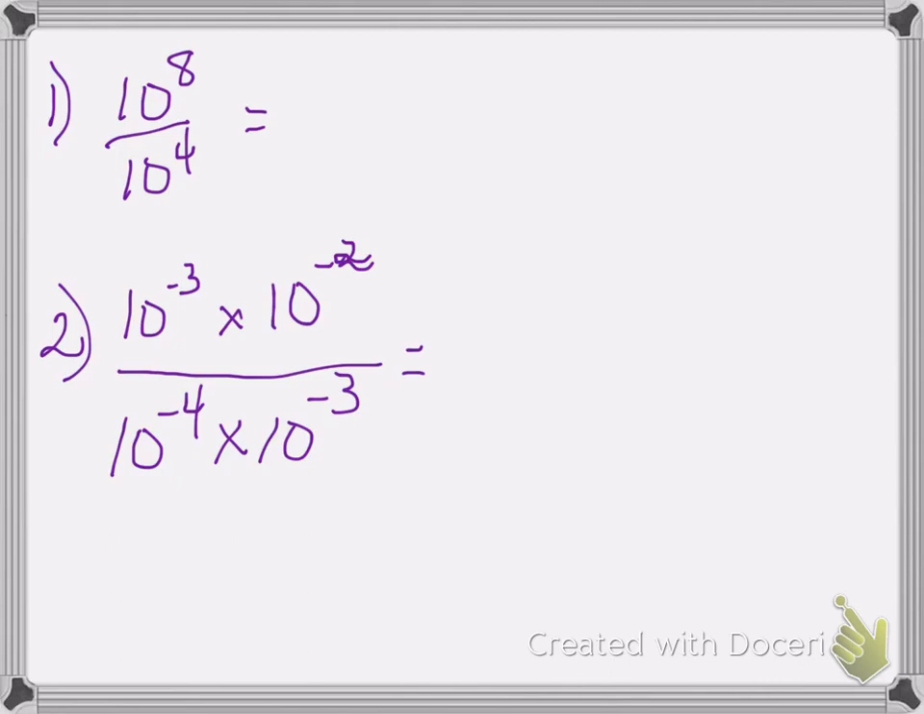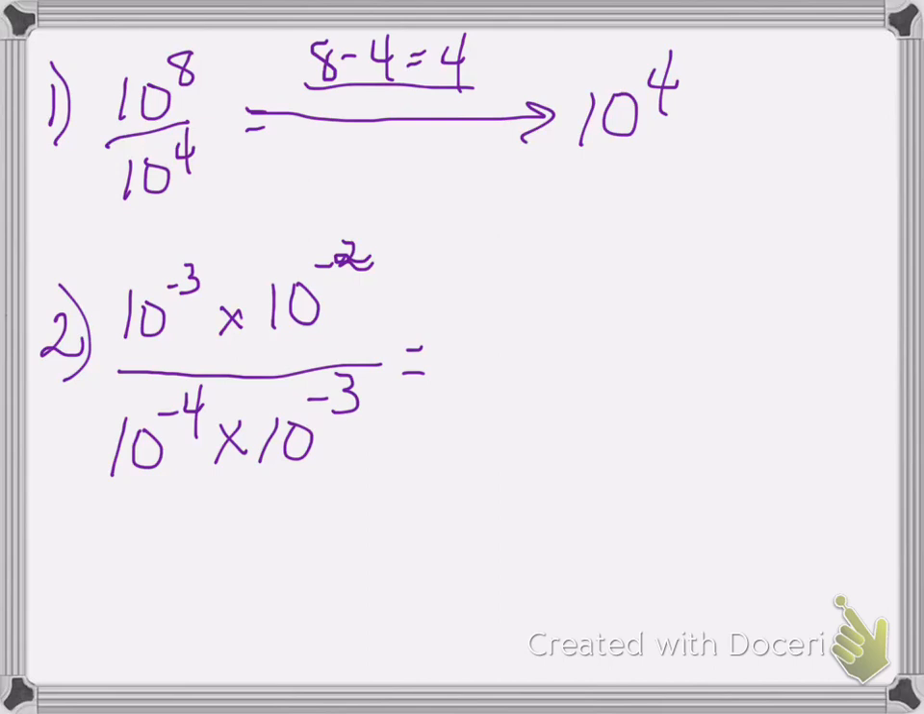Okay, so let's take the first one. We're doing a division of 10 to the 8th divided by 10 to the 4th. So in this case, since we are dividing exponents, we need to subtract the two exponent values. So in this case, 8 minus 4 equals 4. So the new exponent will be a 4. And so the answer to this is 10 to the 4th.